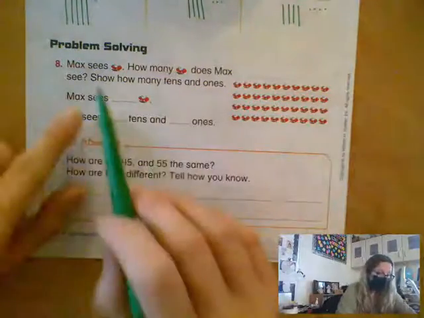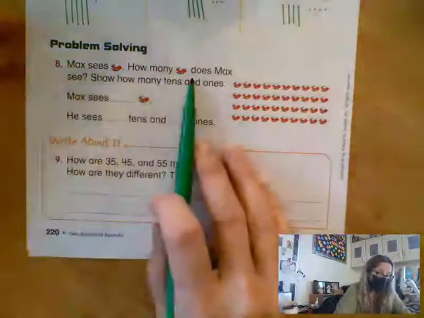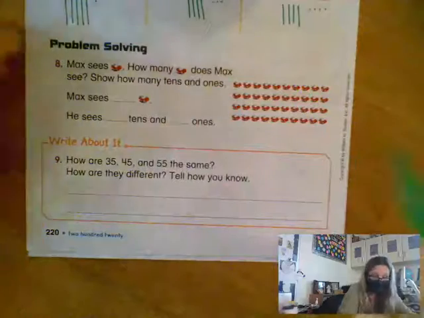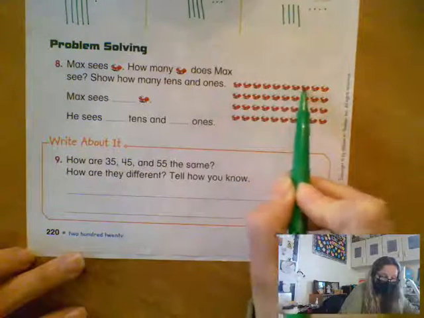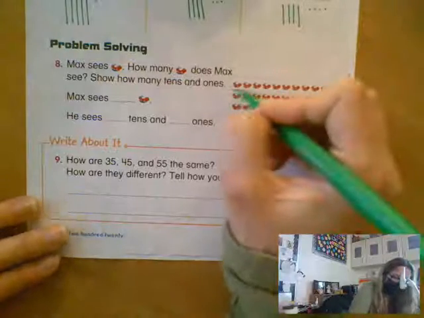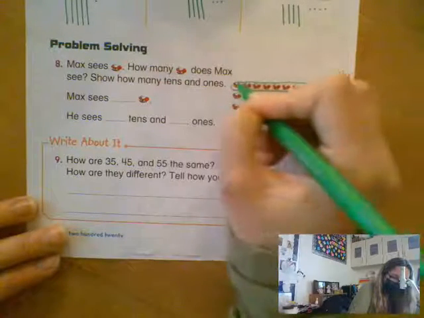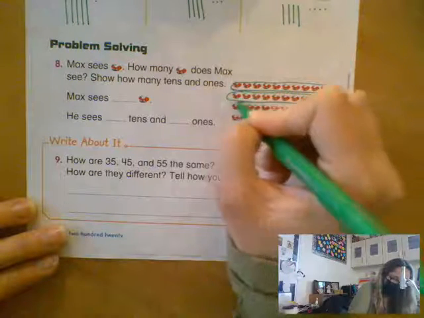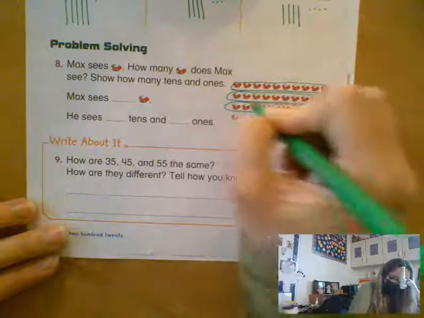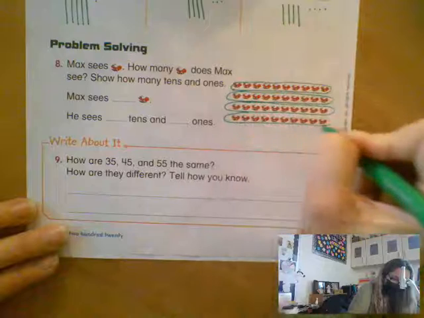All right. Max sees some ants. How many ants does Max see? So let's group them into tens. Let's go 1, 2, 3, 4, 5, 6, 7, 8, 9, 10. Ooh, there's 10 in a row. So there's 10. Here's 10. Here's 10. And here's 10. So I have 10 in each row.